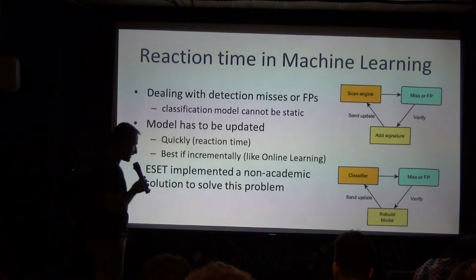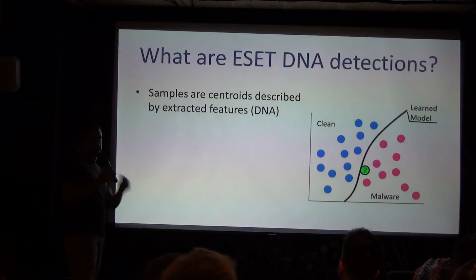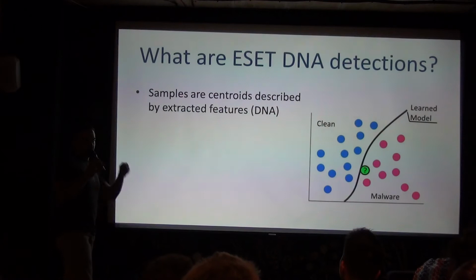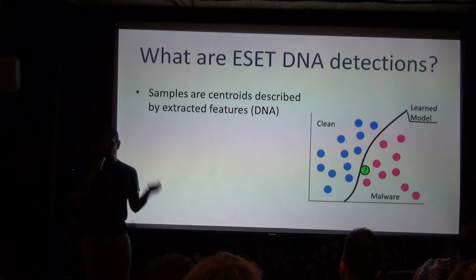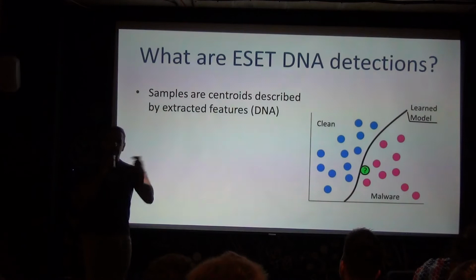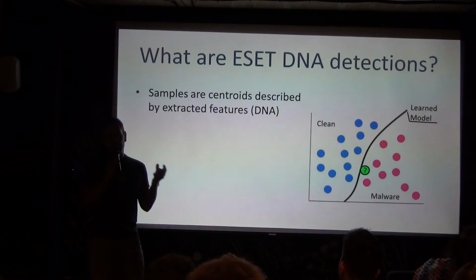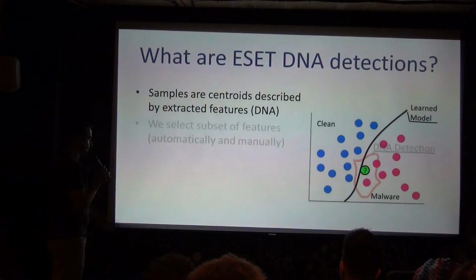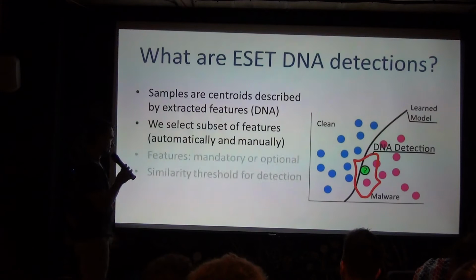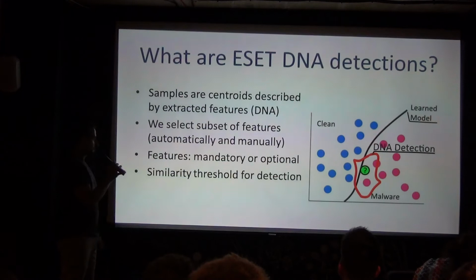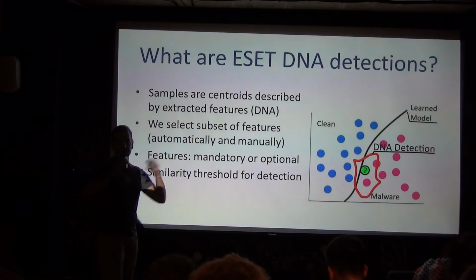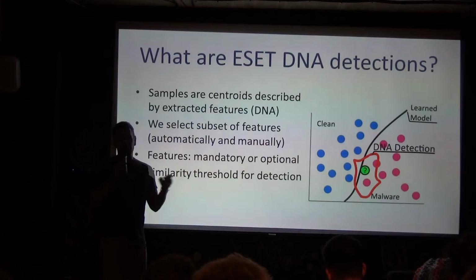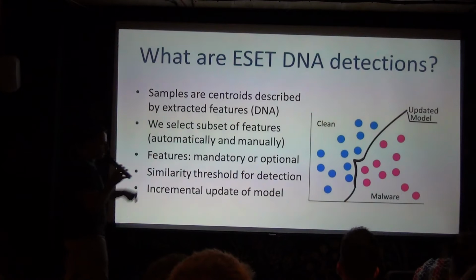And we do it like this. Samples we treat as a vector of features, which forms what we call DNA. And those features can be anything that was previously mentioned. It can be some string, existing or not. It can be some entropy. It can be some API call. It can be some combination of features, basically anything that can be extracted from a specific file type. And we represent it as a kind of centroid. Then we select some subset of features automatically or manually. Those features can be optional or mandatory. And we create different thresholds for detection. So this is sure detection, and depending on the distance from the centroid, we mark it as a variant and lower the confidence of this detection. And by providing this detection, we update the model in a very incremental way.